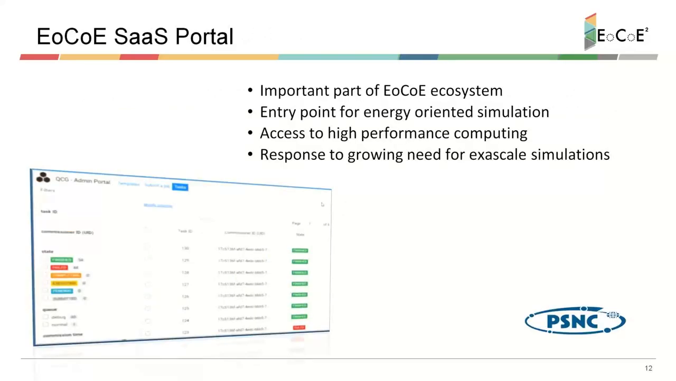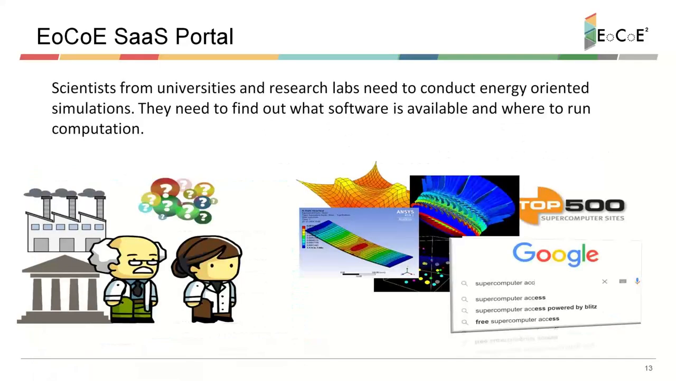Another service that we are developing is a SaaS portal, because we believe that we need an entry point to all the software that we are developing in ECO project. And also we aim to provide easy access to high performance computing platforms, because we see that there is a growing need of exascale simulations, or at least a large interest in this kind of approaches. So we want to make it easy for users from university or research labs to conduct energy-oriented simulations and to let them find the software and the platforms easily and in a friendly way.